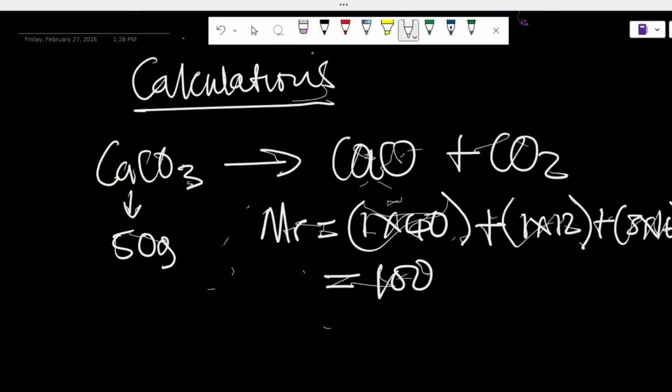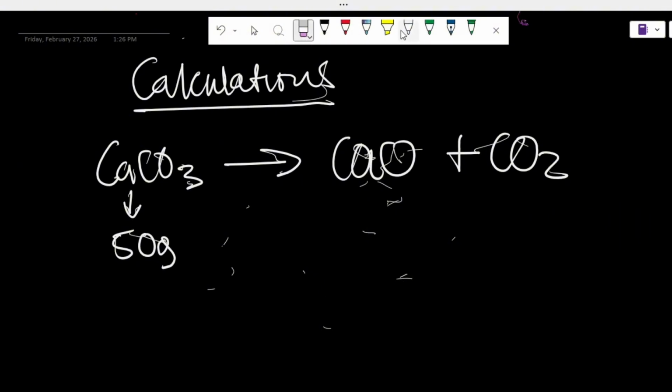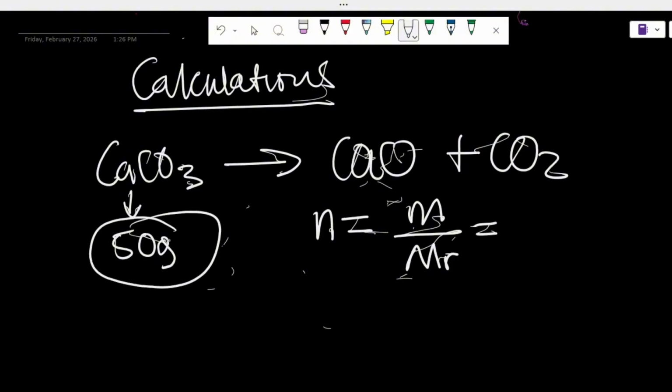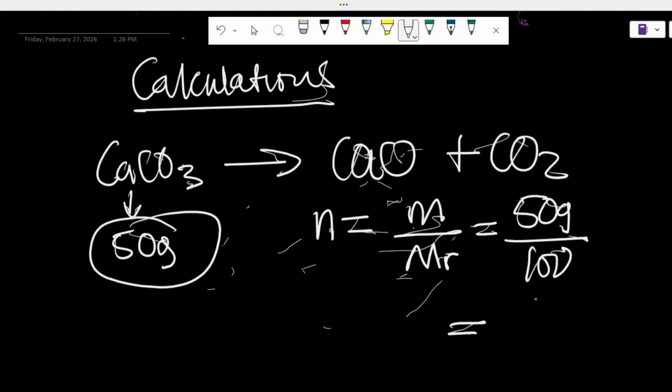Now that we have the relative molecular mass, we can go ahead and find the number of moles. So make sure that you write the formula properly. Mass over the relative molecular mass. So what is the mass here? Notice that the mass is 50 grams. So we're going to write 50 grams here, and the relative molecular mass is actually 100. So here we're going to discover that the final answer is going to be 0.5 moles. And so this is our answer.